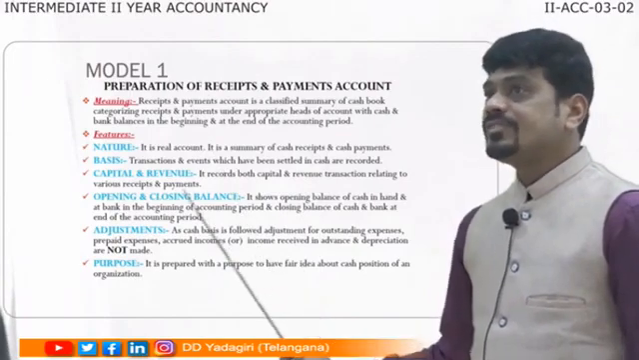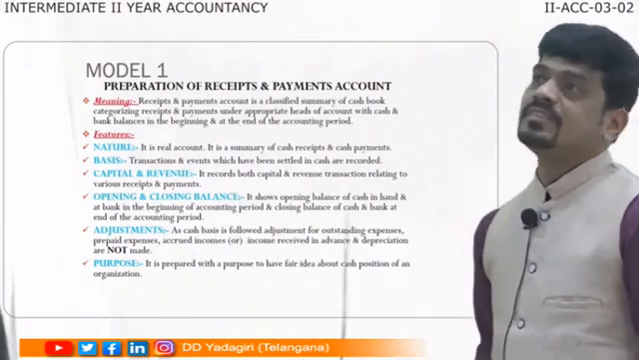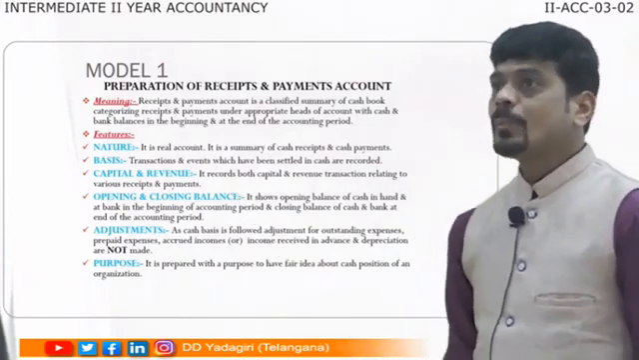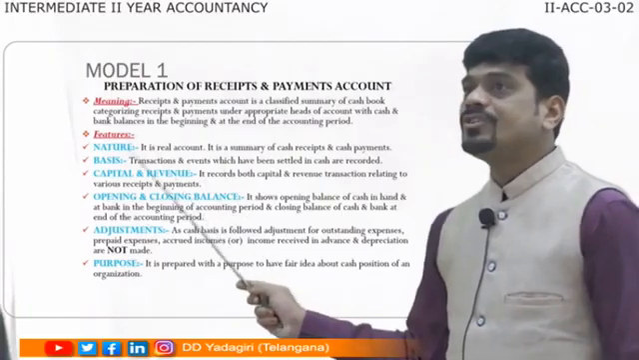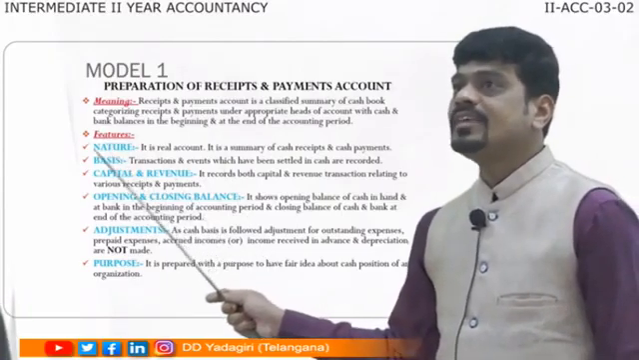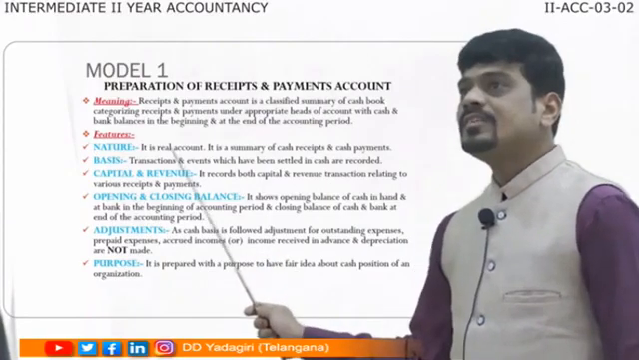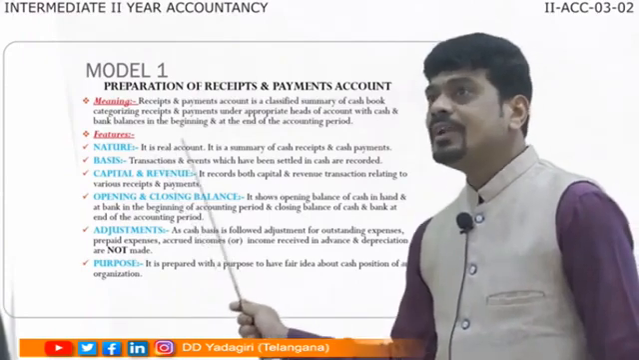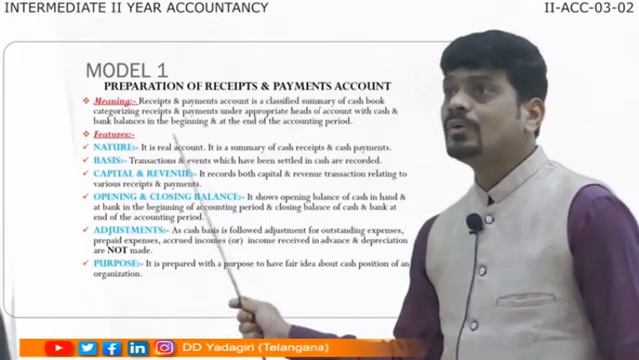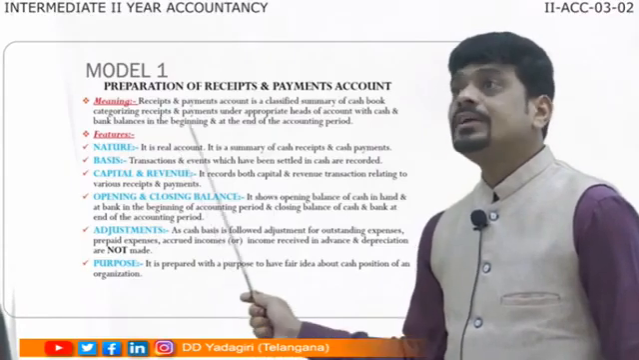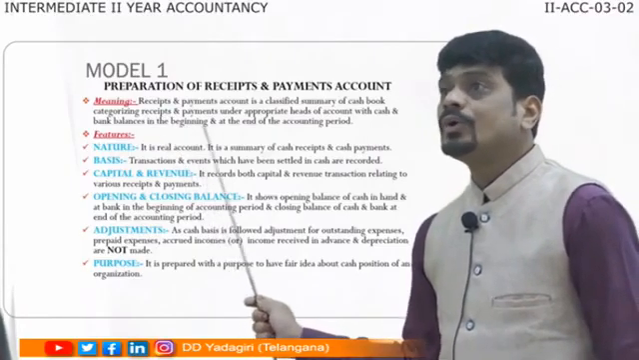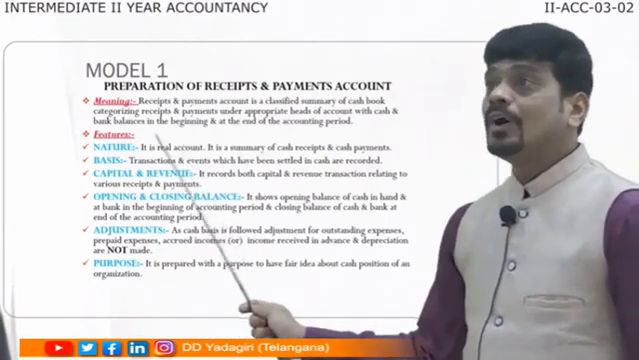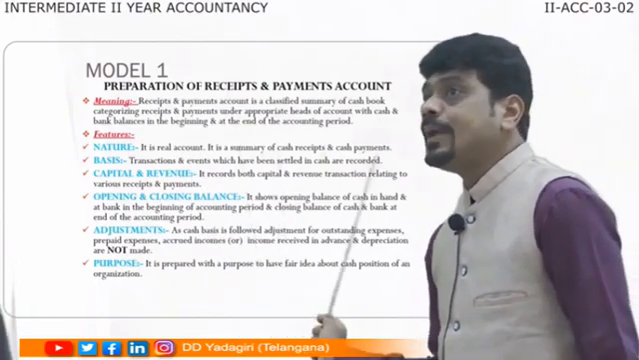Then what are the features? Once we learn the features of receipts and payments account, it becomes very easy for you to do the solution. So the first feature is about the nature. What is the nature of receipts and payments account? The nature of receipts and payments account is real account. Please do keep in mind, when you recall the real account, the rule must strike your mind: debit what comes in, credit what goes out. And that real account rule we are going to apply for the various receipts and payments.